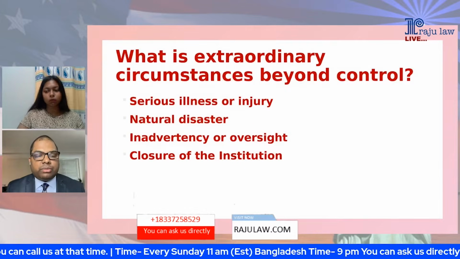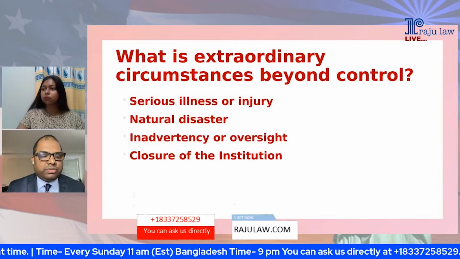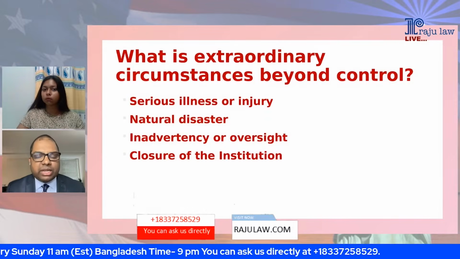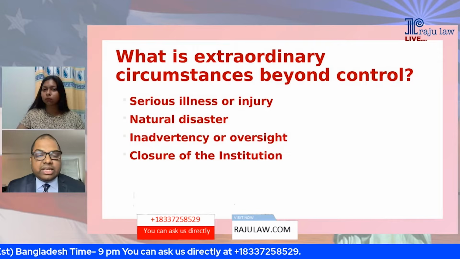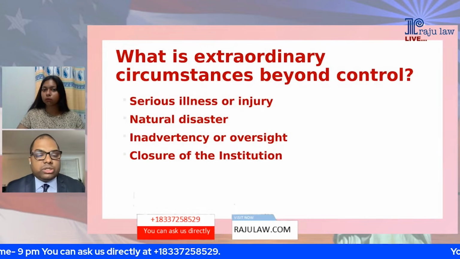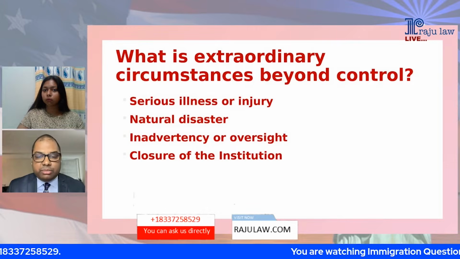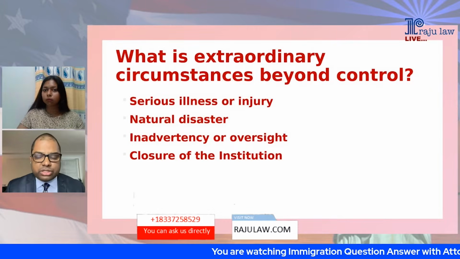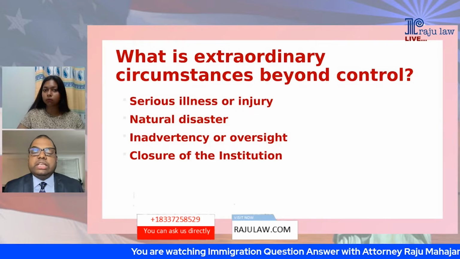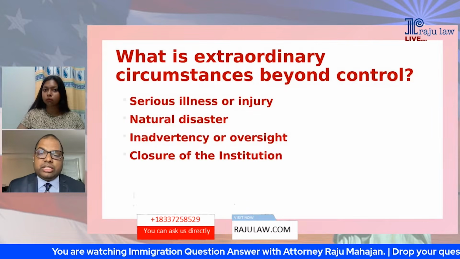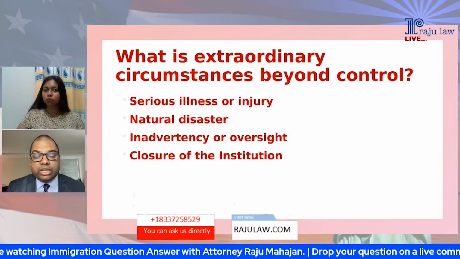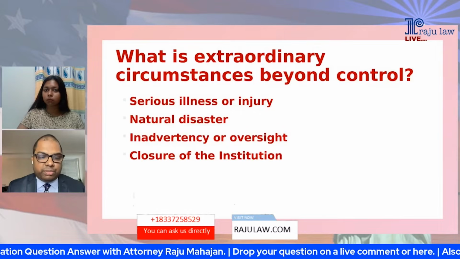Closure of the institution. If your school has been closed for some reason, usually it doesn't happen, but in case it does, in that case you can claim that, well, my school was closed, that's why I could not continue my F1 status, and that's why my SEVIS record has been terminated, which is beyond my control. Of course, it's beyond your control. So these are the extraordinary circumstances beyond your control that you can use to apply for reinstatement of your F1 status.